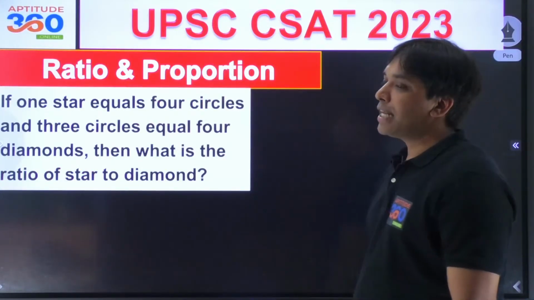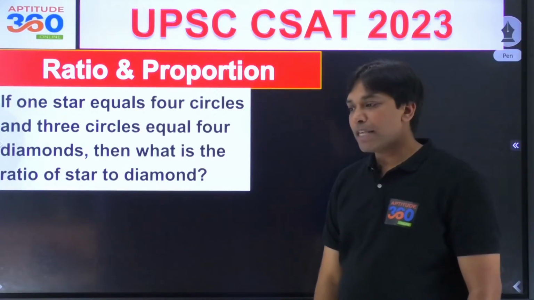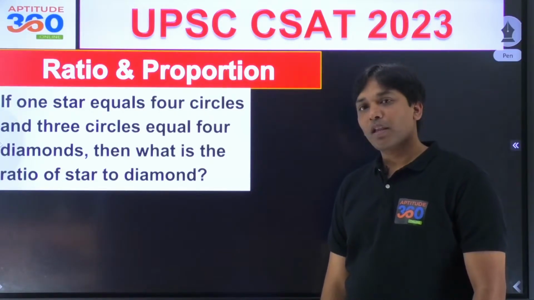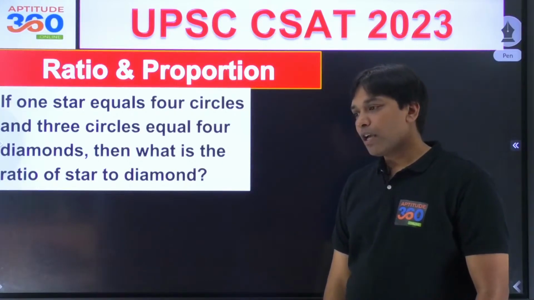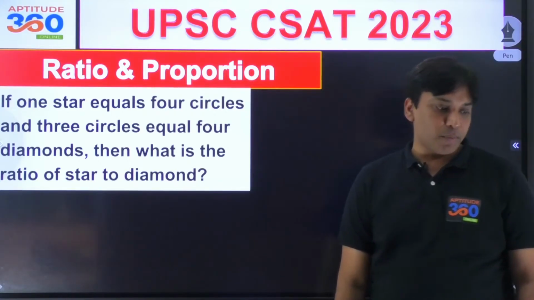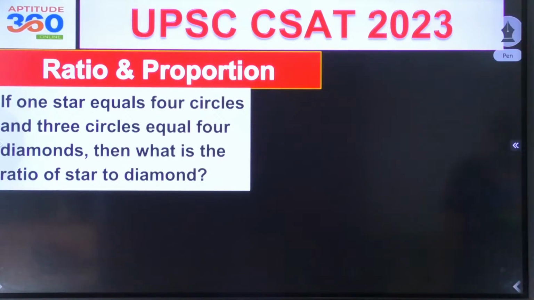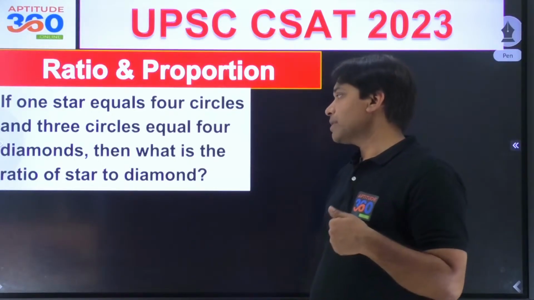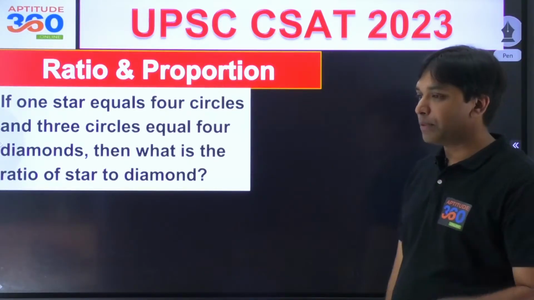चलो, algebra word problem. Based on the similar understanding, what do you think is the answer out here? Tufal is also getting the right answer. Good job people, good job. 1 star equals 4 circles and 3 circles equals 4 diamonds. Then what is the ratio of star to diamond?